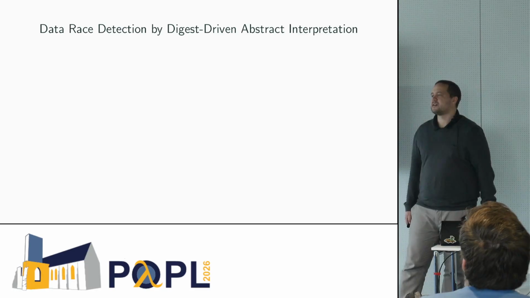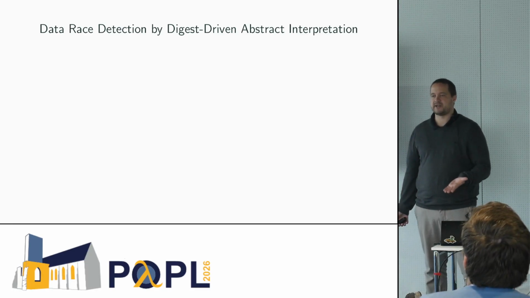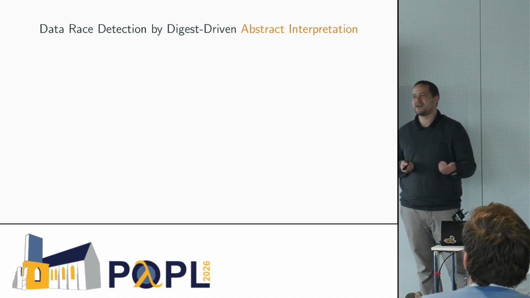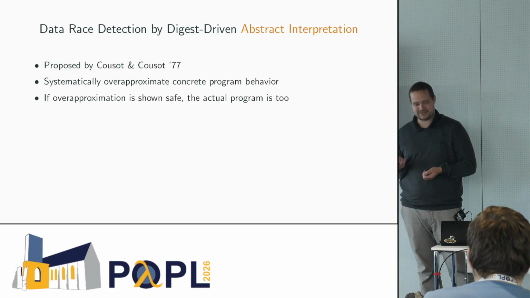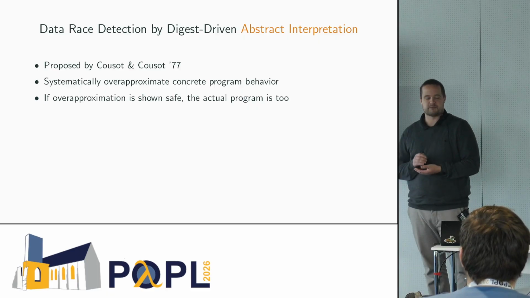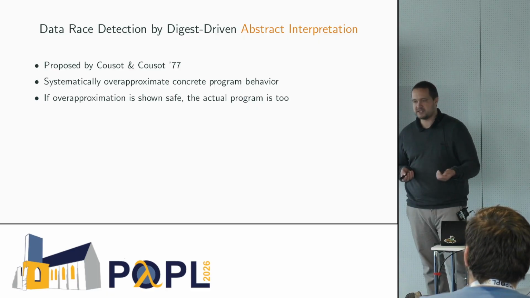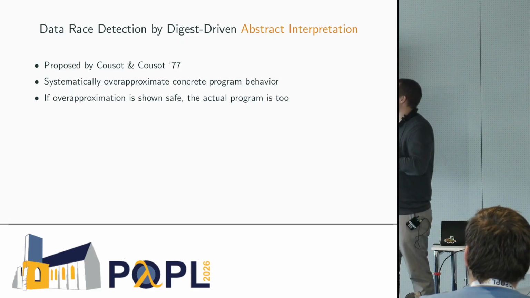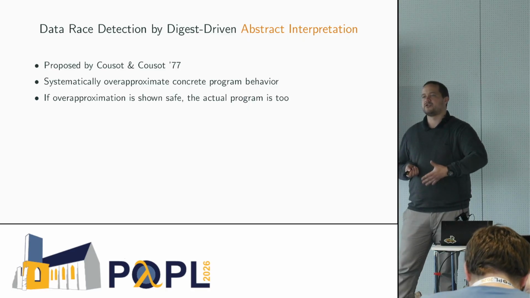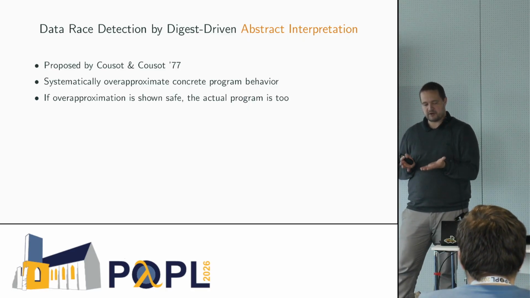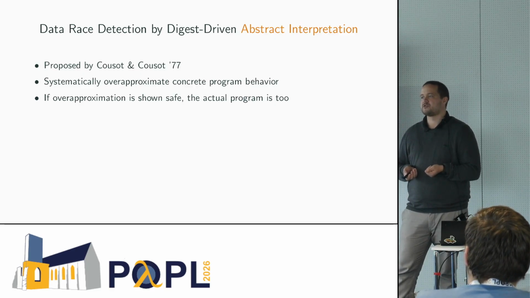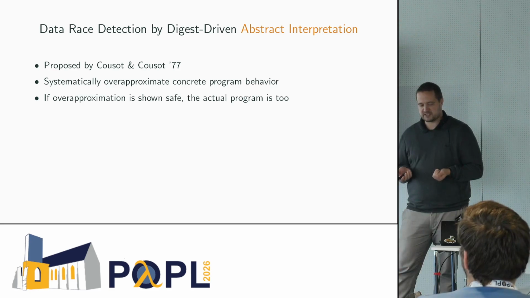So let's unpack the title a little bit. We're saying data race detection by digest-driven abstract interpretation. Now this is VMCAI, so I won't spend too much time explaining what abstract interpretation is, but just briefly in case someone is not familiar: it's a technique that was proposed by Patrick and Radhia Cousot in the 70s, and it works by systematically over-approximating the concrete program behavior. If you can show that your over-approximation of the program behavior does not admit the bug or the problem, then all your concrete program executions will be safe too.